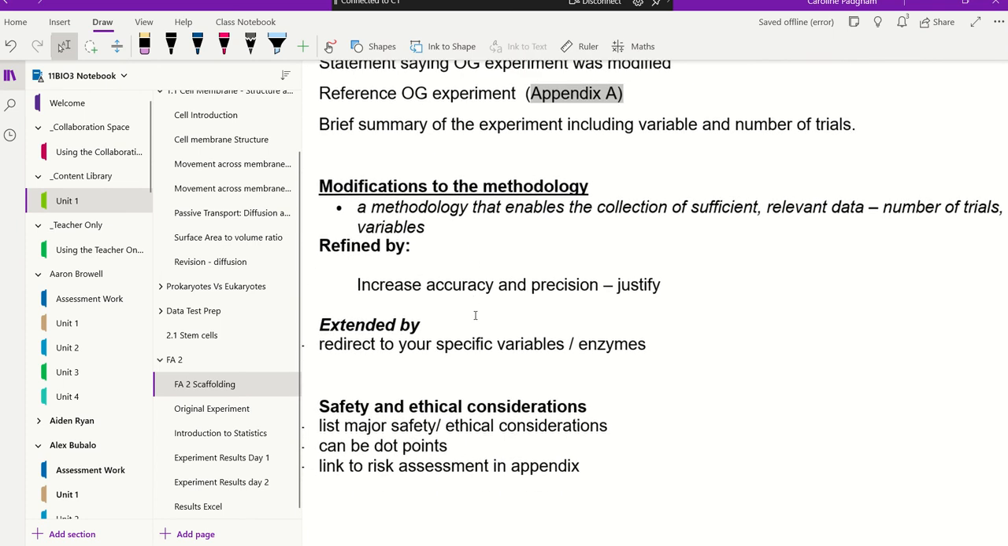All right. You need to have sufficient relevant data. Include, we increased the number of trials from 1 trial to 3 or 5. Yeah. So that would increase our accuracy and precision. Justify that. And then we also extended it. We chose new variables. Some of us stuck with temperature, some of us chose new variables. Some of us chose new enzymes. Well, actually, all of us chose new enzymes. Okay? And we timed it as well, didn't we?